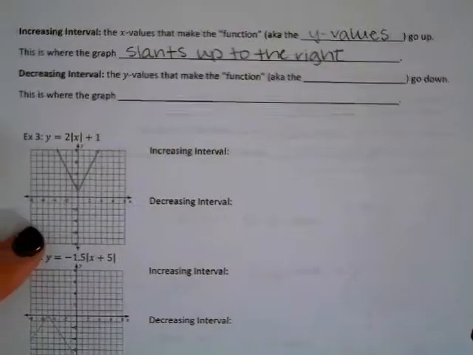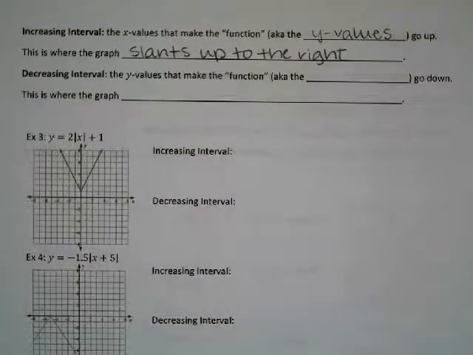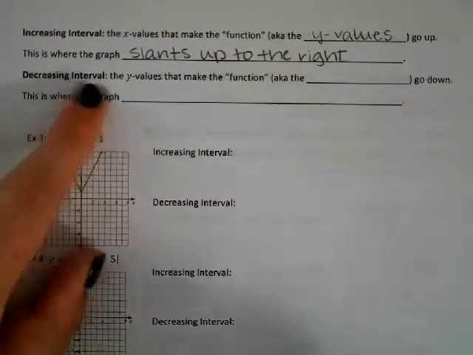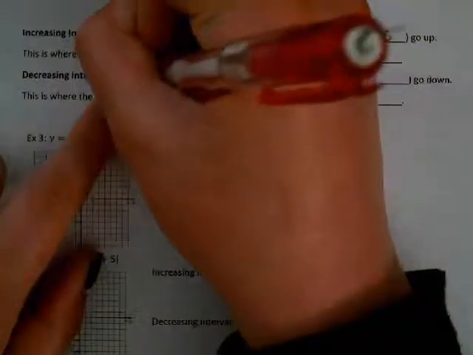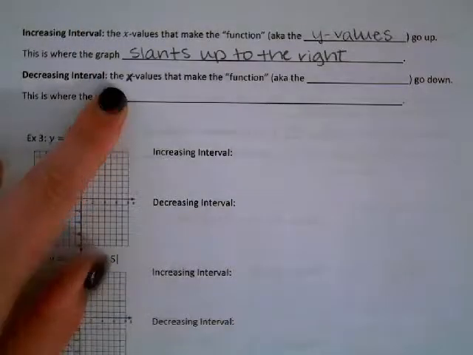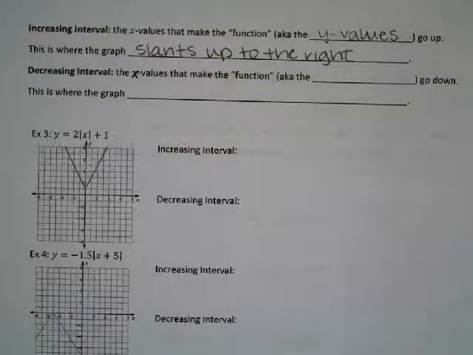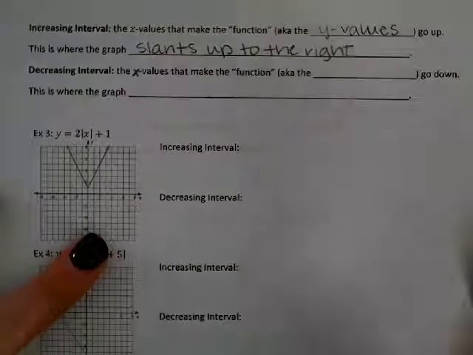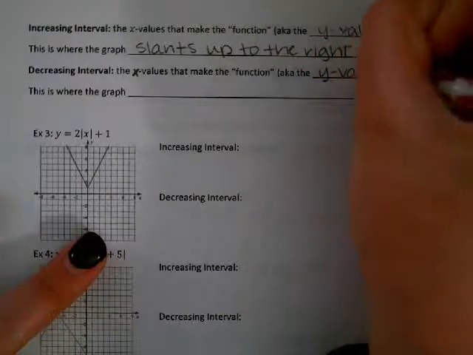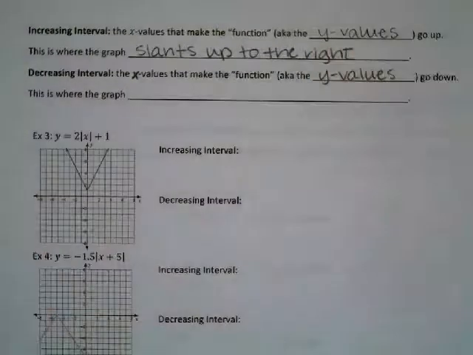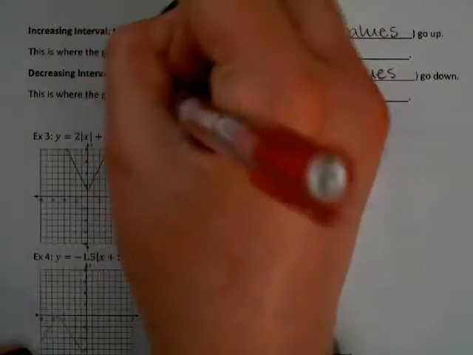The next part is a typo that I thought I fixed, and I fixed it on some of them, and I should have fixed it on this one. Decreasing interval is still x values. It's always x values. So the decreasing interval is still the x values. It is the x values that make the function, aka the y values. These are the x values that make the y values go down. So this is where the graph slants down to the right.